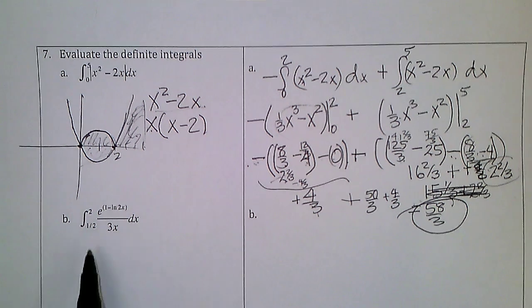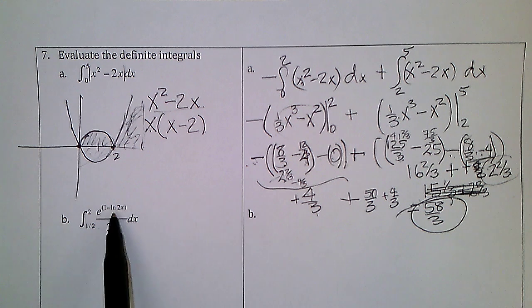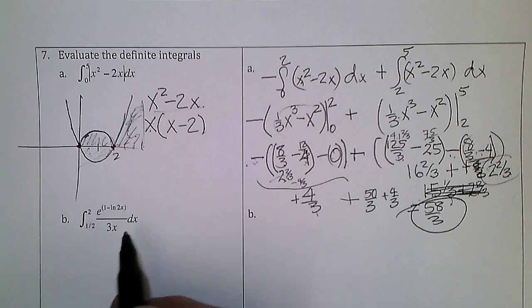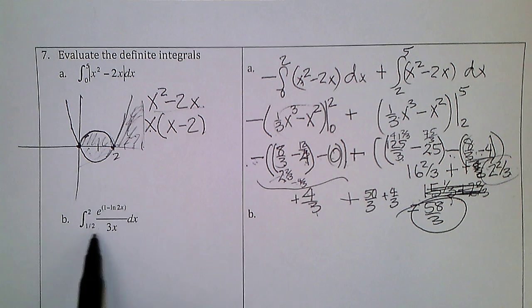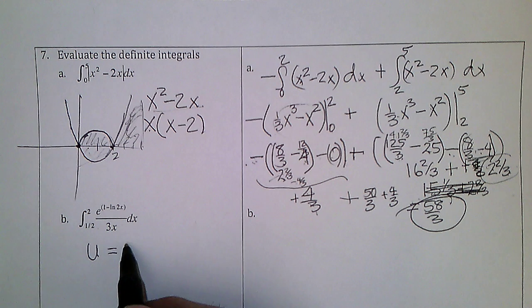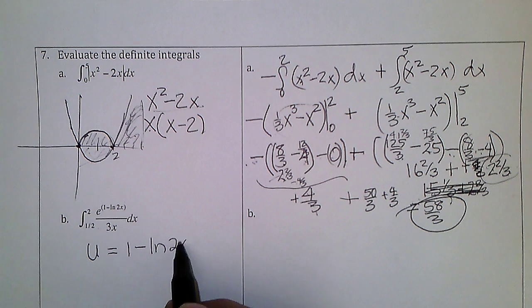Okay. B. Well, this looks messy, so maybe that's what u's got to be. That's about your best guess on this, so that's what I'm going to guess. u equals 1 minus ln 2x.